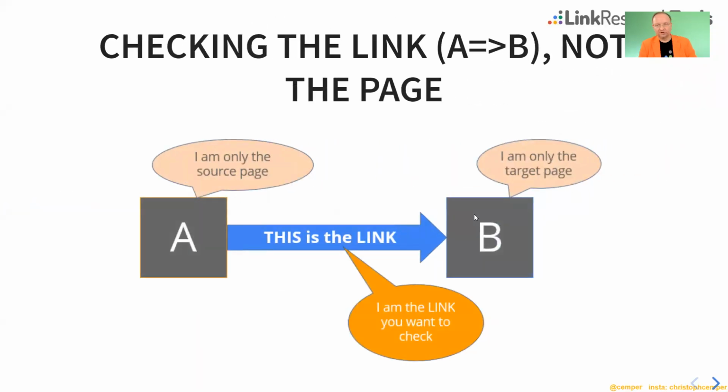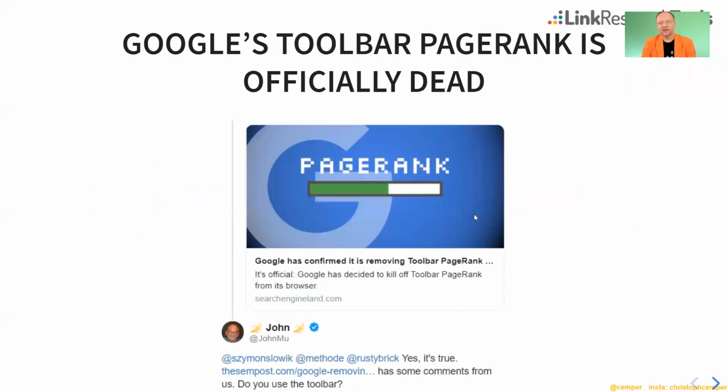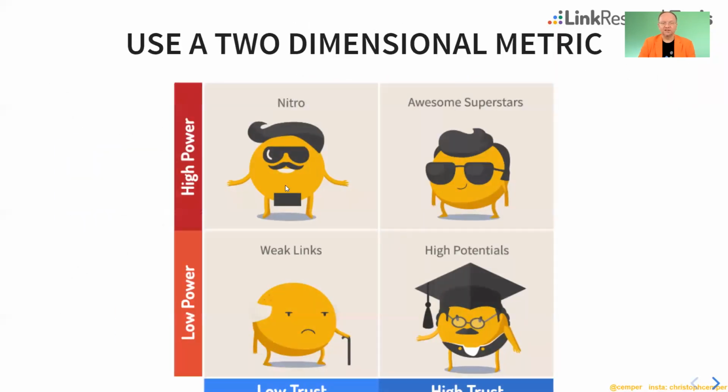So, to remind you how to look at a link, it's by checking a link from A to B. Analyzing the power and trust of a link is our system, our metric, because PageRank is officially dead for many, many years. So we measure links in 2 dimensions. PageRank was just one direction. Domain rating, MOZ, DA, PA, these are one directional, in one dimension. We have measured the power and the trust in 2 different dimensions. Because of that, we can differentiate if a weak link is just weak or it's a high potential on a very trusted domain.